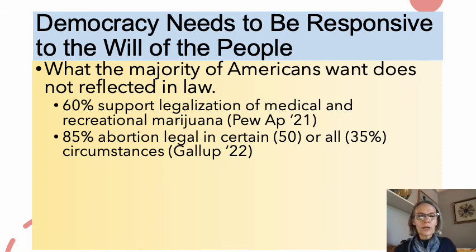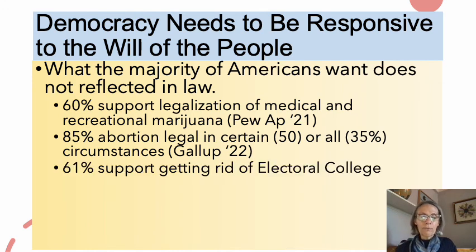When it comes to abortion rights, 85% of people think that abortion should be legal in certain circumstances. So that's 50% who think abortion should be legal in certain circumstances, or 35% in all, adding up to 85. And that's from a Gallup poll in 2022, and that's been pretty consistent over time. But as we know, the Supreme Court just took away the constitutional right to an abortion, allowing states to make it illegal. And so, again, the will of the people is not necessarily being reflected at the federal level.